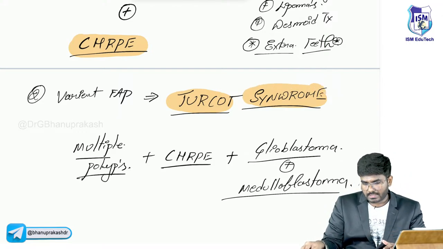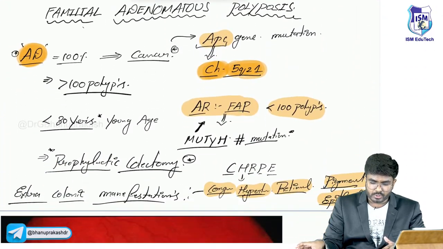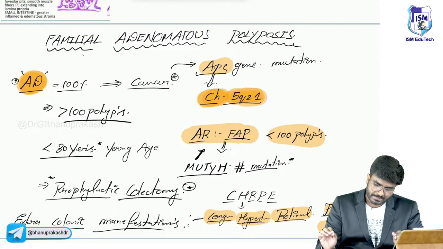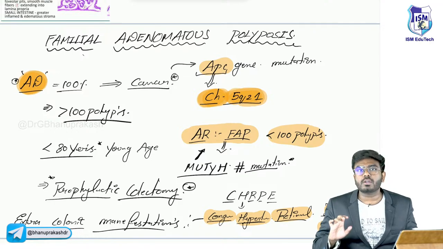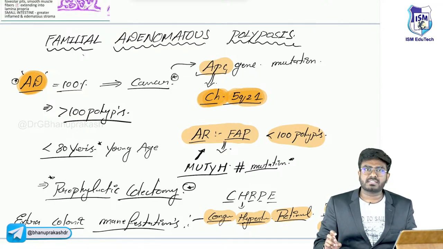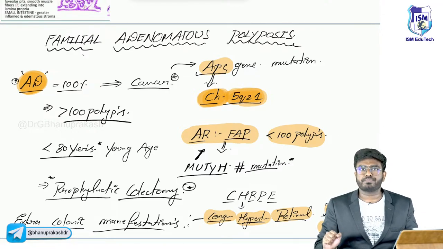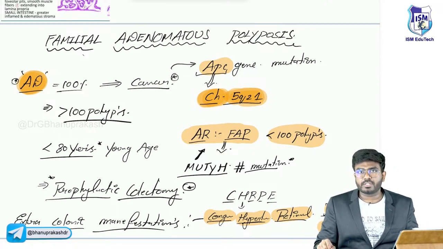With this, familial adenomatous polyposis is also completed. Remember, the important gene is the APC gene mutation, and 5q21 is the locus. So the colonic polyps topic is completed. What we are left with is colon cancer. Colon cancer we'll do in tomorrow's session, and we'll start the new chapter. Most probably I will start respiratory pathology from tomorrow's class.